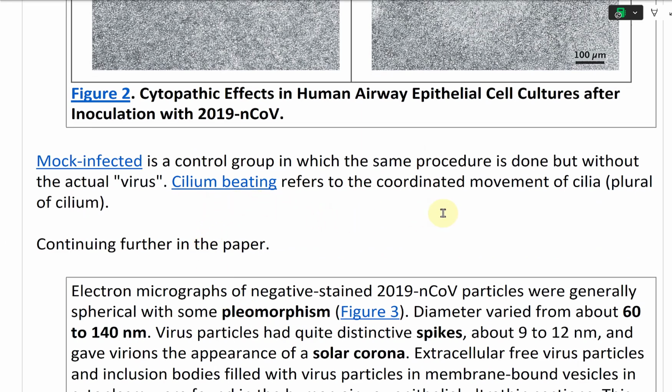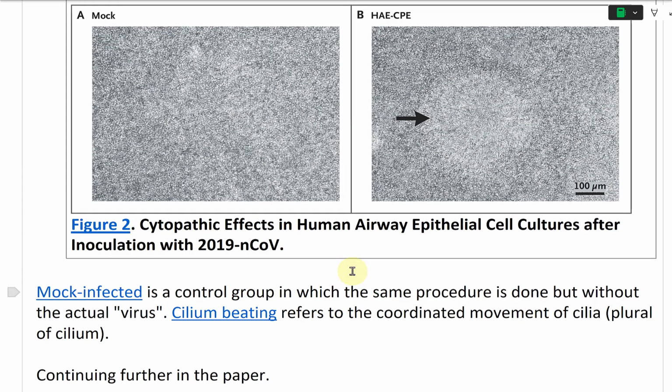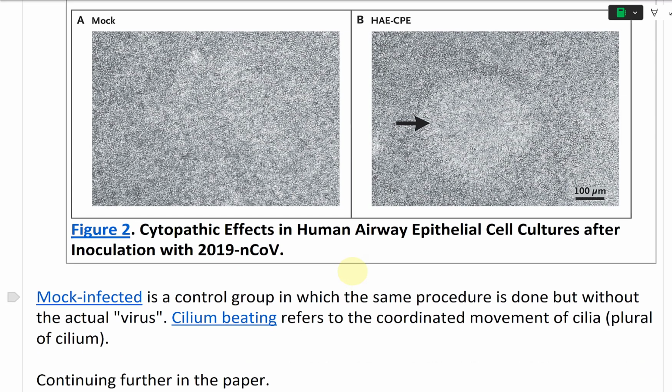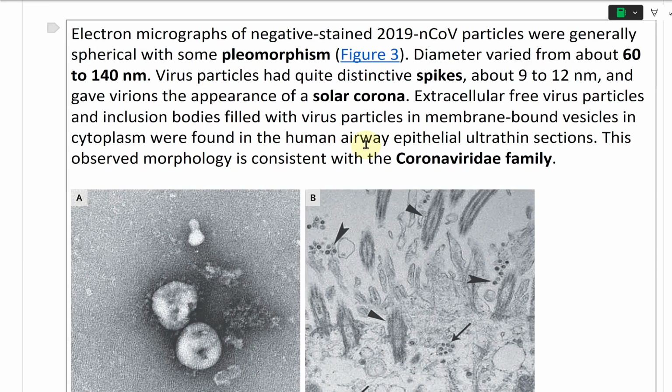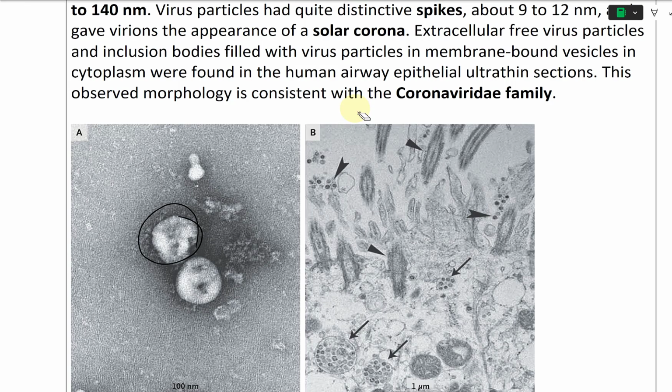And then cilium beading refers to the coordinated movement of cilia, or plural of cilium. And remember, these are the ones that move the mucus and particles out of the respiratory tract. And then this one is they're not moving in coordinated form anymore. But again, this is just a blurry image of something. So continuing further in the paper, electron micrographs of negative stain 2019 nCoV particles were generally spherical with some pleomorphism, so it's having different shapes. Figure 3. So diameter varied from about 60 to 140 nanometers, and virus particles had quite distinctive spikes, about 9 to 12 nanometers, and gave virons the appearance of a solar corona. So apparently this is the virus of virons, and then there's a solar corona around somehow.